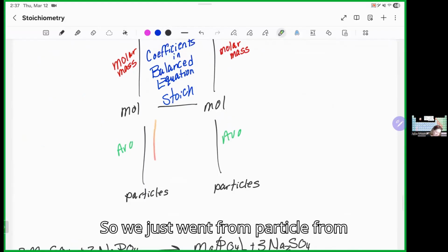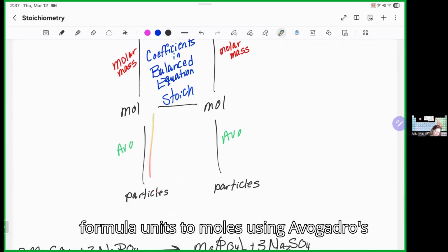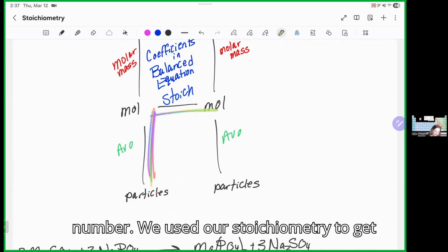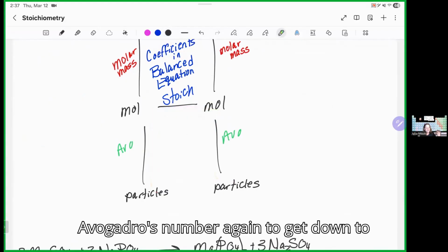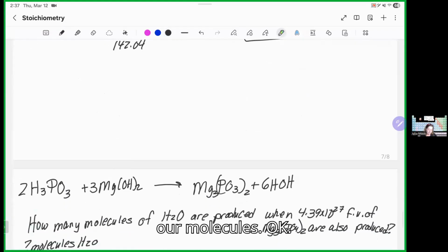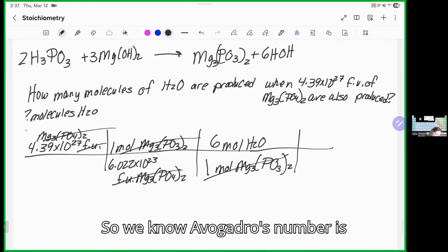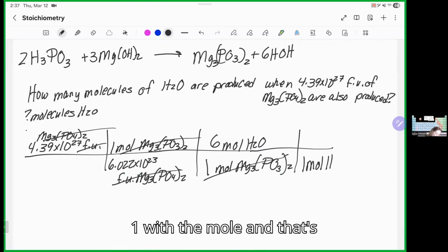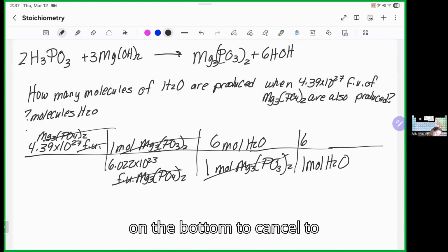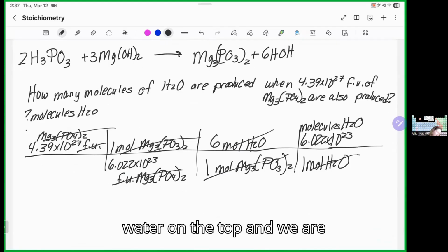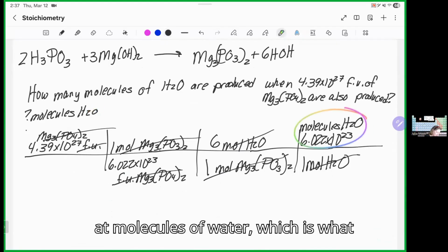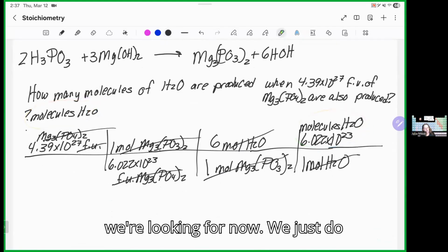So we just went from formula units to moles using Avogadro's number. We used our stoichiometry to get to moles. Now we're going to use Avogadro's number again to get down to our molecules. Okay, so we know Avogadro's number is 1 with the mole, and that's on the bottom to cancel, 6.022 times 10 to the 23rd molecules of water on the top. And we are at molecules of water, which is what we're looking for. Now we just do the calculation.